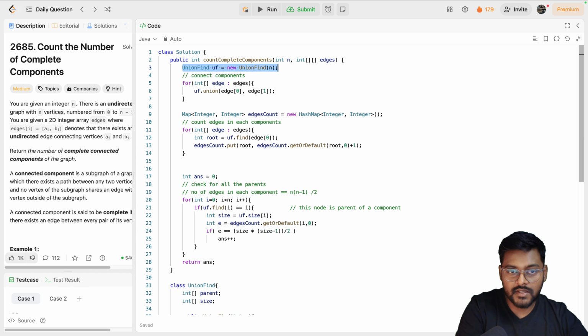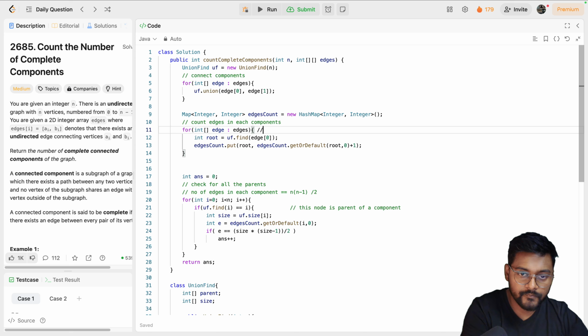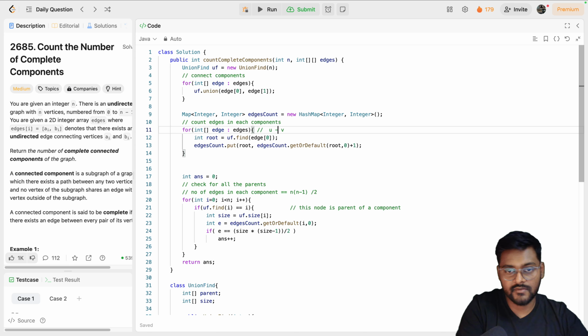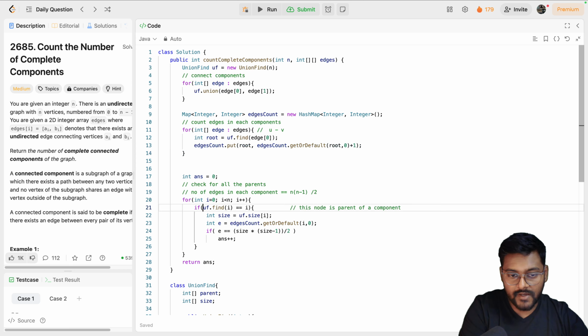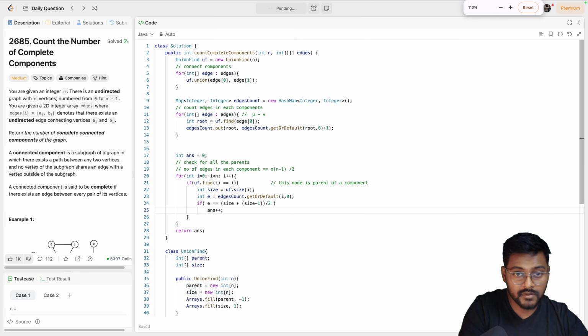So union find initialization, then the union, then find the edges count: whatever edge is going from u to v, and whatever is the parent of u, just add one edge into that entry. And then for every parent, for every component, we have to check the answer. Yeah, this is the equation, and yeah, this is my answer, and this code is going to work fine.